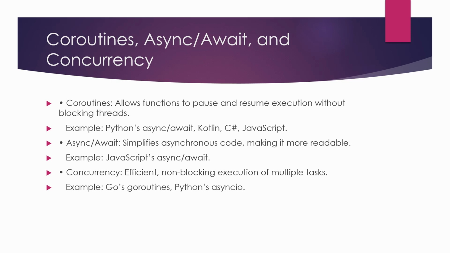Async await is a feature that simplifies asynchronous programming. It makes the code more readable and avoids the complexity of callbacks by allowing developers to write asynchronous code in a synchronous manner. And when we talk about concurrency, we are referring to the ability to execute multiple tasks simultaneously. This allows for more efficient use of system resources and better performance. Go's coroutines and Python's Asyncio are great examples of concurrency in action.